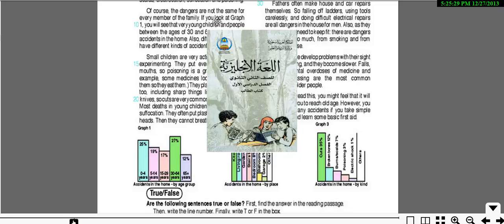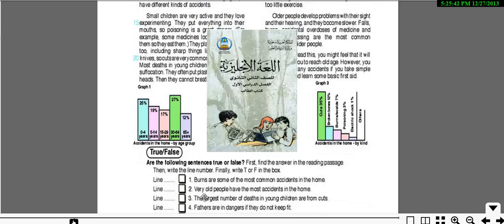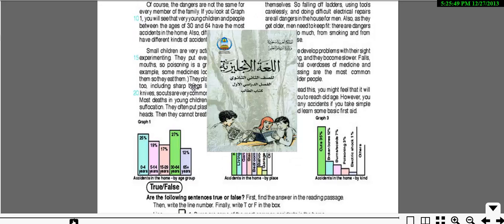It's what you can read in here. If you look at the graph, which is number 1, it's actually accidents in the home by age group. This age, 30 to 64. So it's not very old people, because very old people are pretty much 65 and above. So this is false, and line number 10 and 11 can tell us the answer.